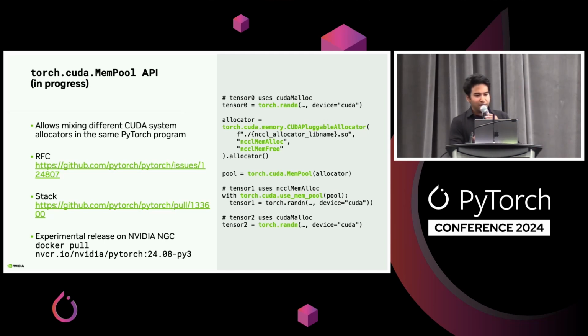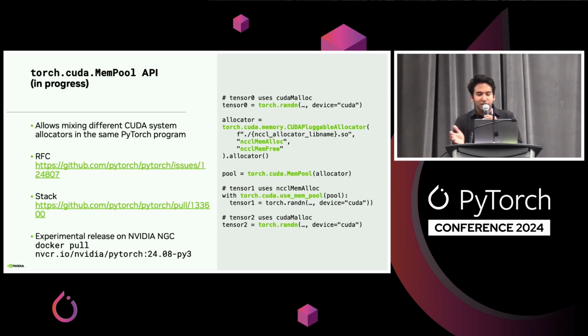There is a stacked PR right now, and that is currently in active review. If you want to try it out right now, we have it experimentally released in our NVIDIA NGC Docker container, so you can pull that. I have some examples later in this talk, and you can follow that example to play around with this API.